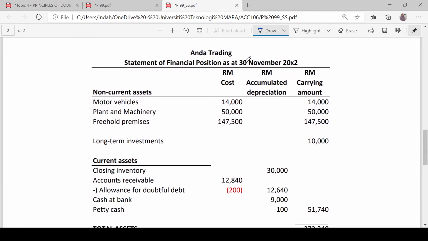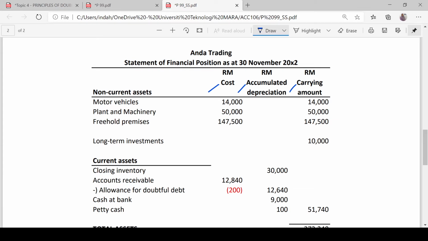For the statement of financial position, for the item of non-current asset, we should have these three columns: cost, accumulated depreciation, and the carrying amount. Later on you are going to learn the computation of depreciation for non-current assets, especially the tangible items. We provide depreciation because we use the asset, so we want to recognize the usage of the asset. For now we don't have that, so we are going to fill in only the cost.